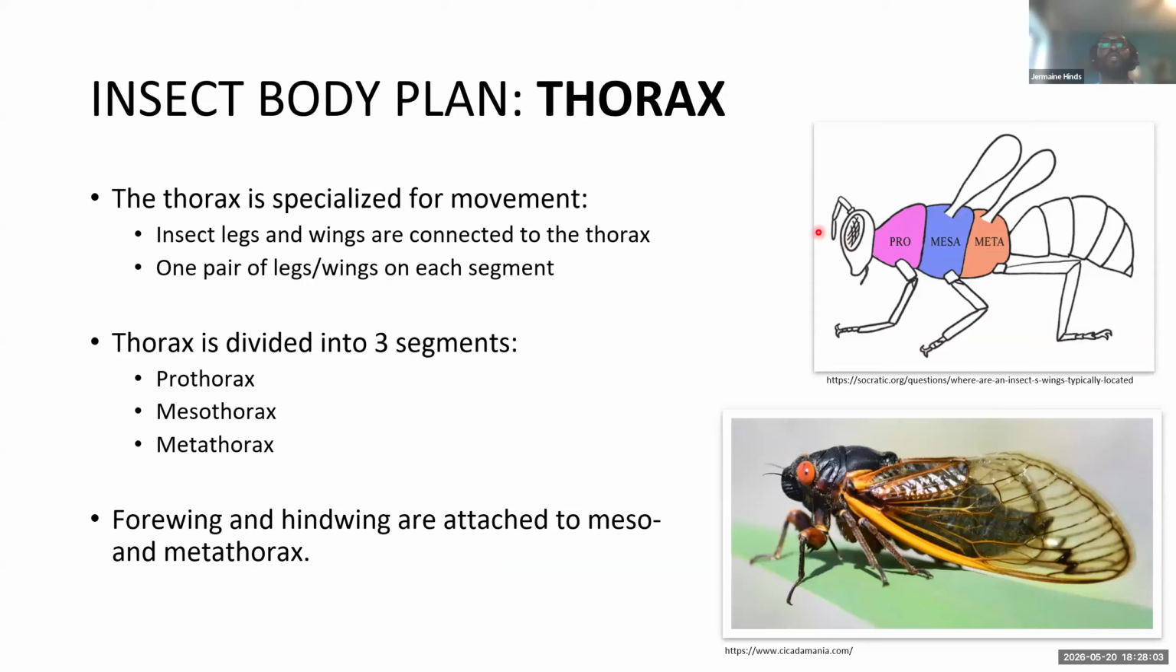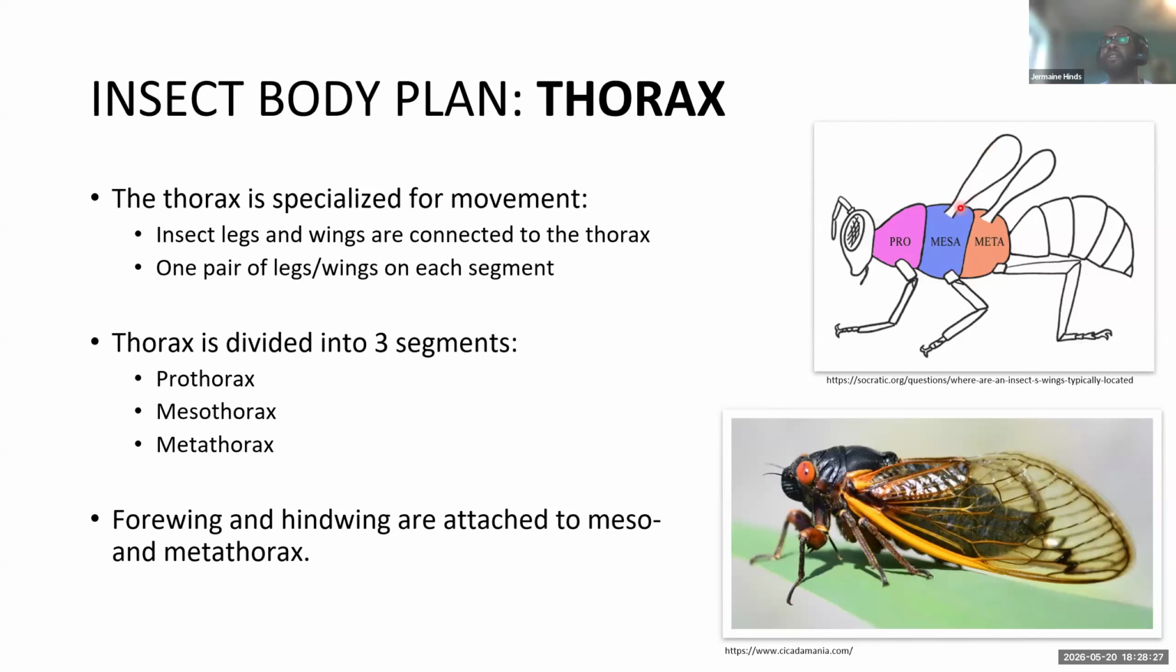So moving on to the thorax. The thorax is specialized for movement. The insect legs and the wings are connected to the thorax. There's typically one pair of legs and wings on each segment. The thorax is divided into three parts. Pro means before, meso means middle, meta means end. So prothorax, mesothorax, and metathorax.